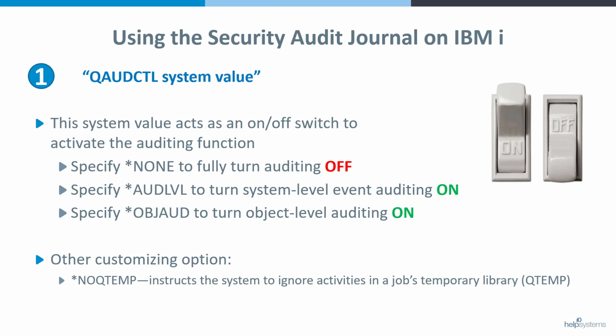There are two other values that we recommend that you place into this system value. *AUDLEVEL is 1. That will turn on event auditing at a system level, all user auditing in essence. And then I also recommend that you turn on object auditing, which will enable auditing at an object level.